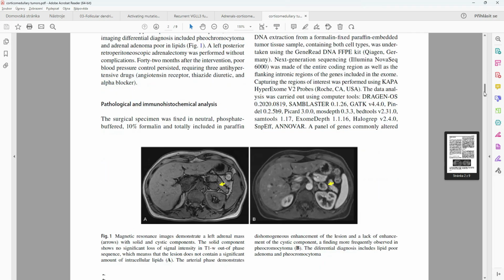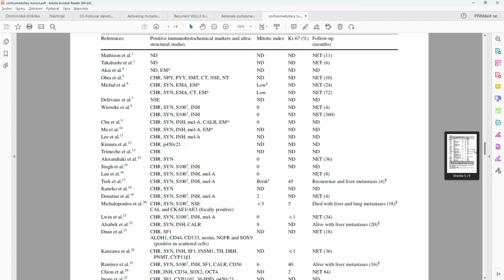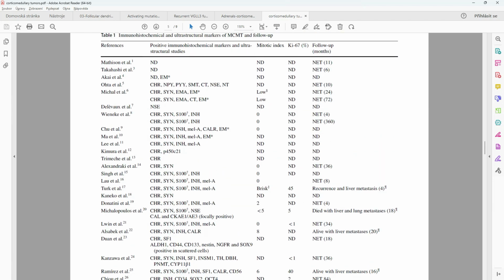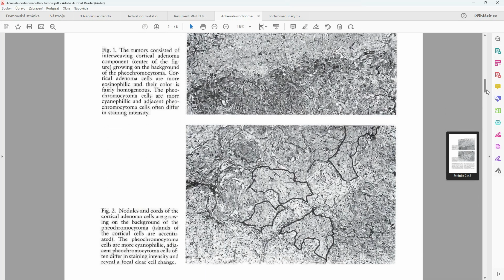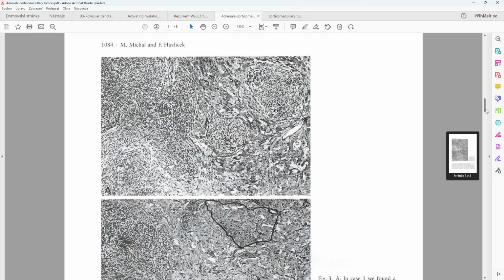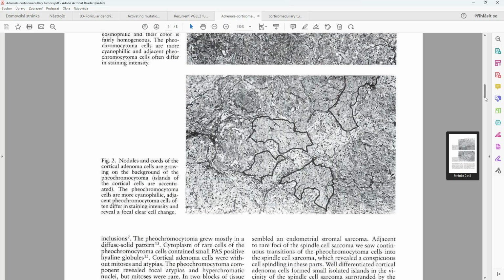There are not many pictures of it. We published the case many years ago, and in our paper it was still black and white pictures. We show this small cell or sarcoma-like component here, yeah. Then there were very nicely recognizable these areas which are cortical adenoma and the rest is pheochromocytoma.